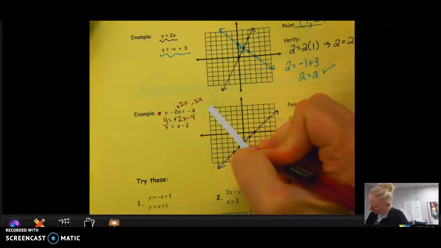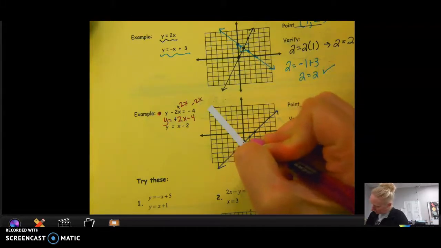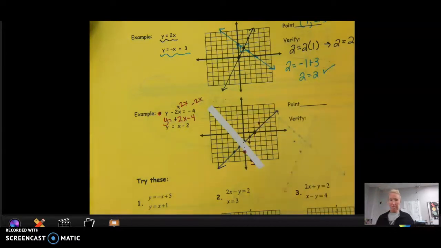So, I still have a y-intercept down here at negative 4, but now I'm going to go up 2 over 1, up 2 and over 1, up 2 and over 1, because it's a positive slope.